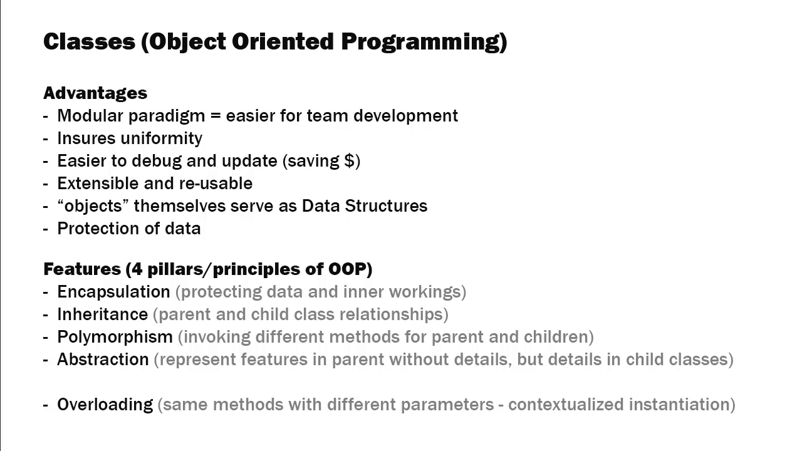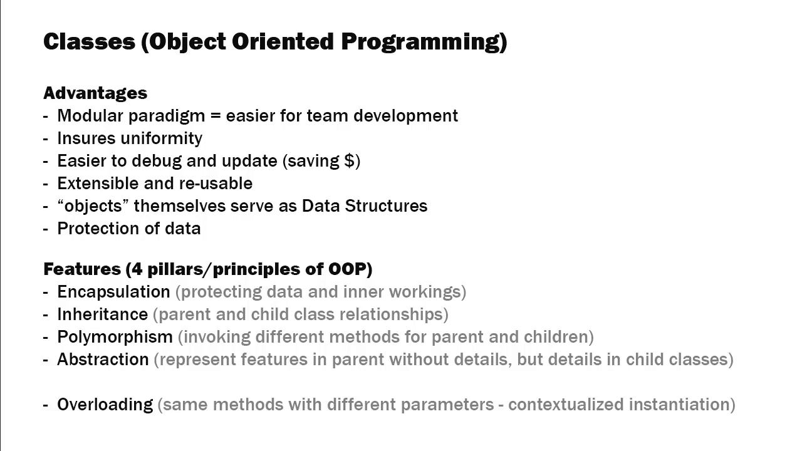Polymorphism allows us to invoke different methods for parent and children. Abstraction lets us represent features in a parent without details, but we provide the details in the child class. So I might, in our bank account parent class, create a method for end of the month routine. But in the checking account, that end of the month routine might charge a fee if their account is below a certain minimum amount. But in a savings account, the end of month routine, as it's implemented, might add interest to the account.